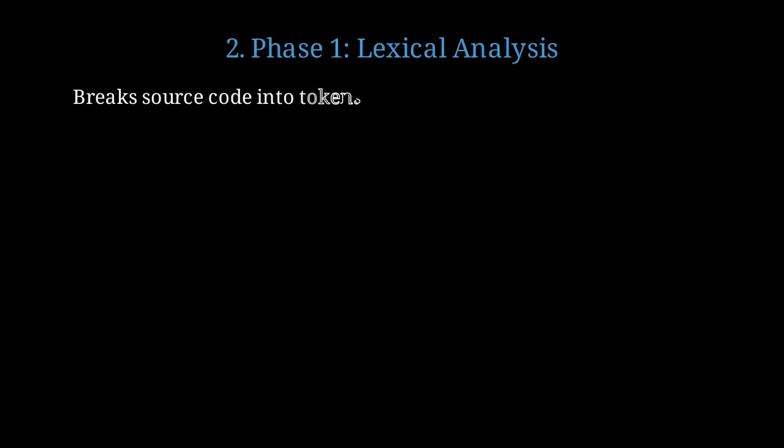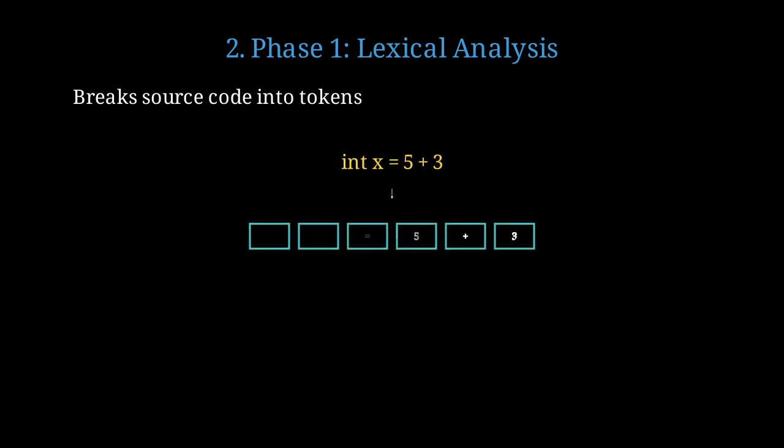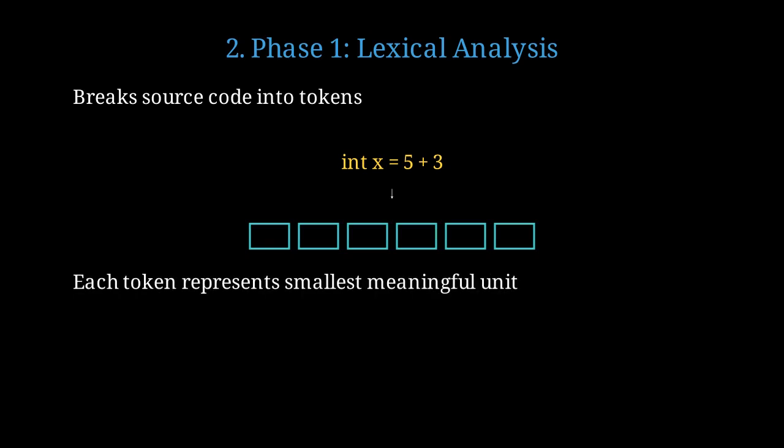Lexical analysis, performed by the lexer or scanner, breaks source code into small units called tokens. For example, the statement int x = 5 + 3 is broken into tokens: keyword int, identifier x, operator =, number 5, operator +, and number 3. Each token represents the smallest meaningful unit in the programming language.